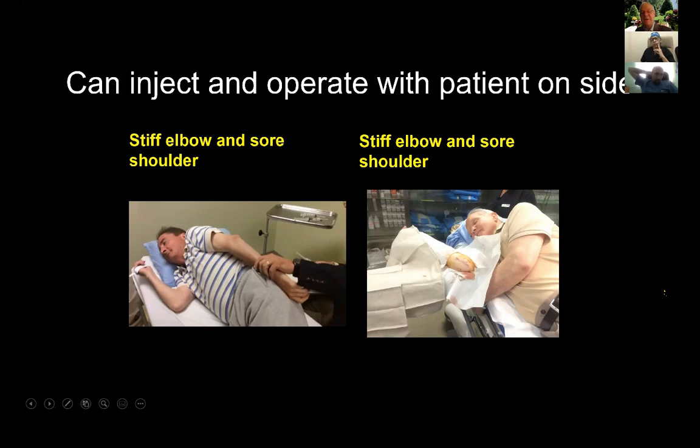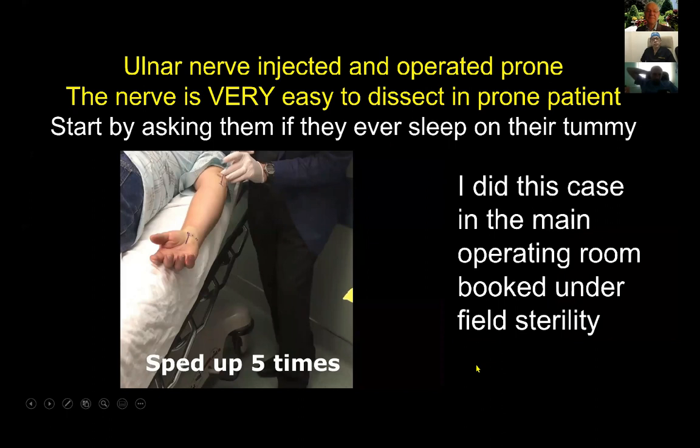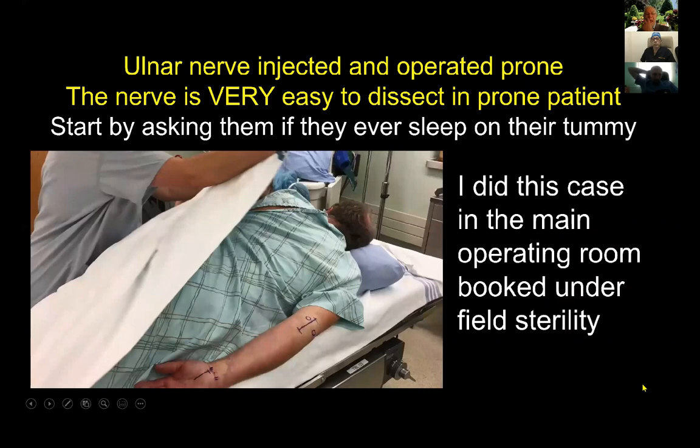And then they come back, and if they can tolerate the injection in that position, then they can tolerate the surgery. If patients are comfortable with injection of the cubital tunnel on their abdomen, we go ahead and do their surgery on their abdomen. For people with sore shoulders, sometimes this is a good option. The other advantage of it is that the visibility of the ulnar nerve in the prone position is really excellent.